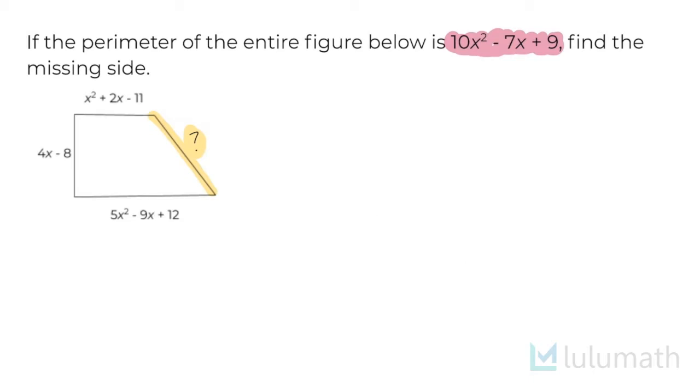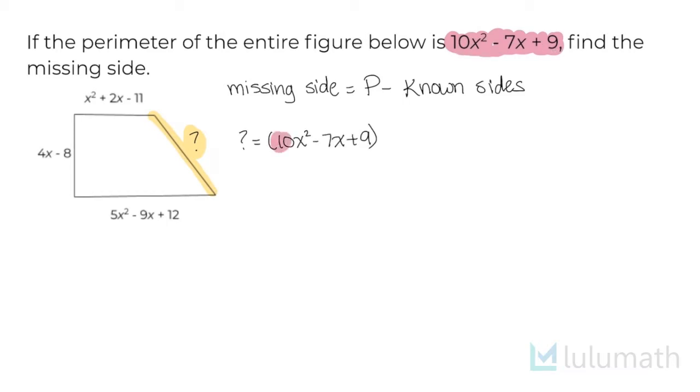Well, similarly, we're going to do the same thing. To find the missing side, we're going to take the perimeter and subtract the known sides. So to do that, we know that our perimeter is this 10x squared minus 7x plus 9. And when we subtract our known sides, it needs to be in brackets because it's minus the entire expression of our known sides put together. And we're actually going to end up having brackets within brackets because we have 1, 2, 3 expressions we need to put together.